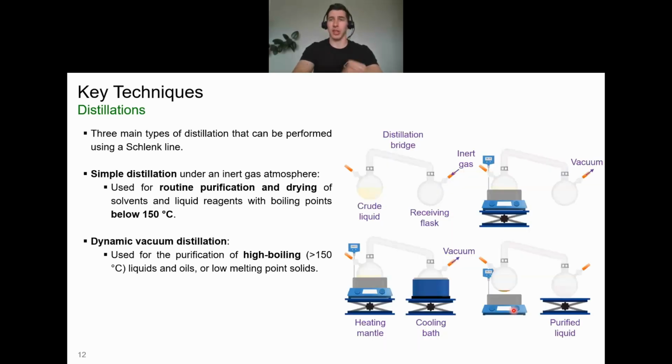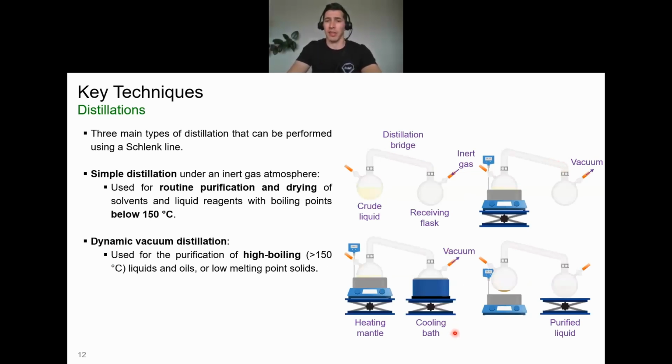Another type of distillation is what we call a dynamic vacuum distillation. We use this for the purification of high boiling liquids and oils, and you can even use this for low melting solids. Now, the difference here is that, again, we want a distillation bridge that has as few parts and joints as possible to maximize the quality of our vacuum. And because we often need a higher external heating of the crude reaction mixture, you generally don't need an external cooling of the bridge itself. Even air is sufficient to cool it down, although you can still cool your receiving flask in a suitable bath to prevent any further evaporation.